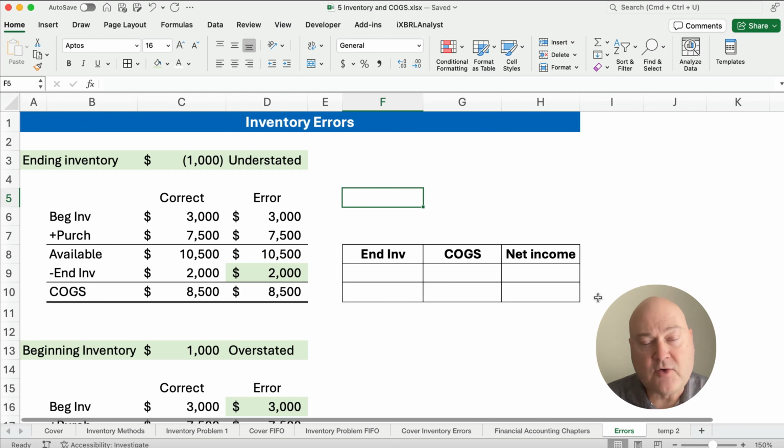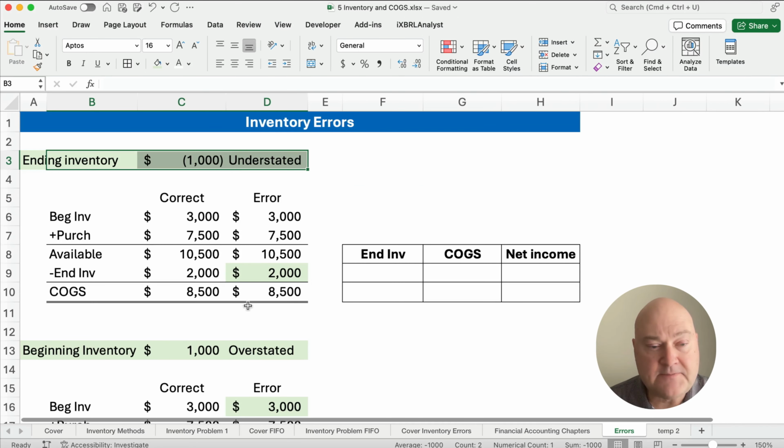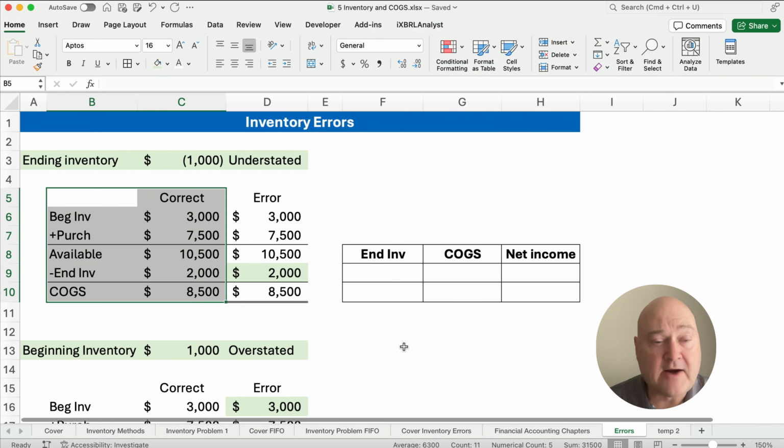Now, let's say inventory errors. We have two types of inventory errors: errors of ending inventory or errors of beginning inventory. Let's start with ending inventory first, and they could be too high or too low. So let's say that we have our inventory: beginning inventory plus purchases gives us available, minus ending gives us cost of goods sold. All right, so that's the correct information. We have beginning inventory correct, ending inventory is correct.